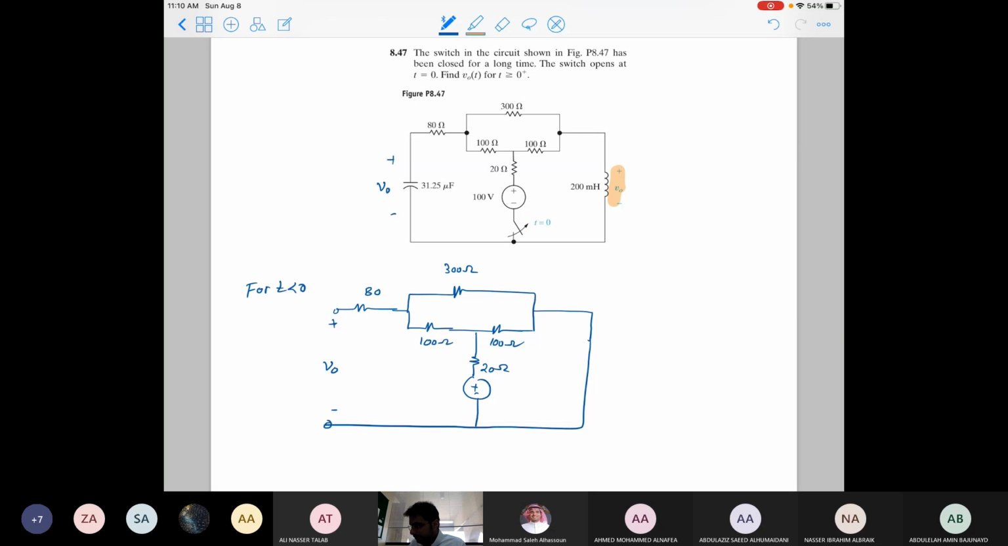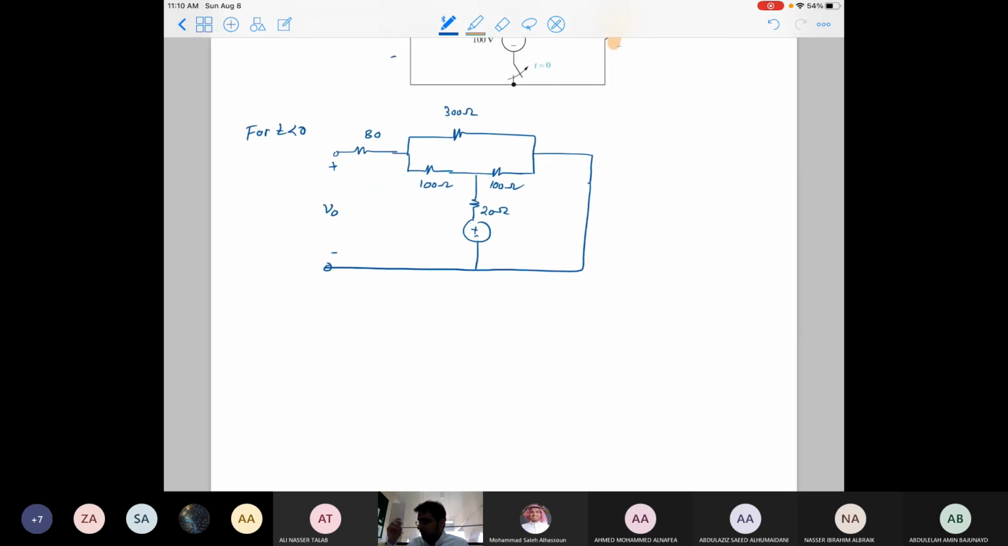So what do we have in here? We need to find the voltage across the capacitor for t less than 0. So what is V naught in this case? It cannot be 100 volts. It has to be something different. In order to do that, we need to apply KVL.